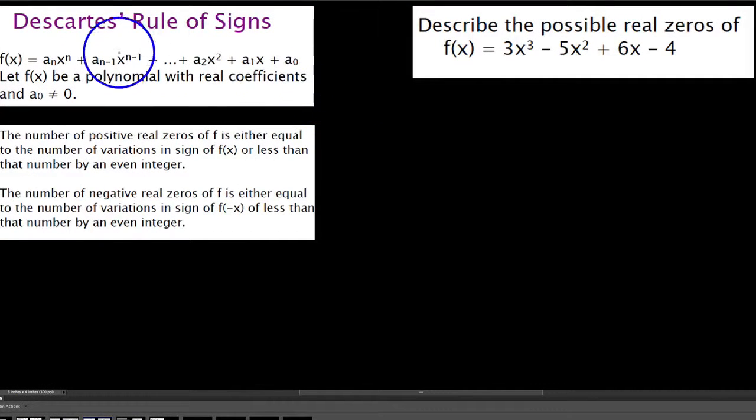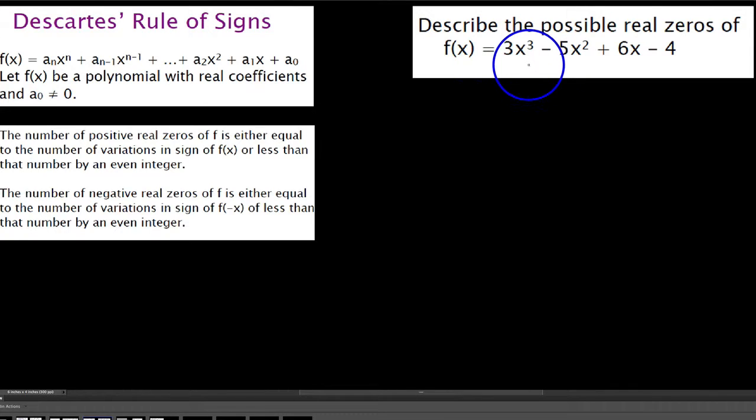Hey YouTube, in this video we're going to discuss what we refer to as Descartes' rule of signs, okay? Essentially, what Descartes' rule of signs does for us in the beginning is narrow down the list of possible zeros that could go into this function. Looking at this function on the right here, f of x equals this third degree polynomial, let's say I wanted to go find its zeros.